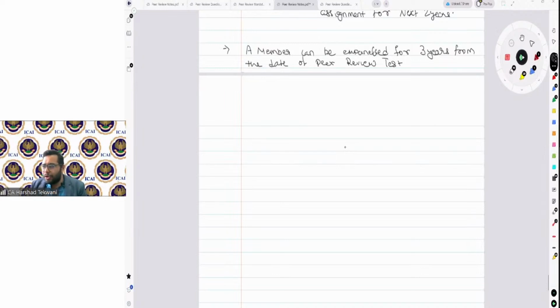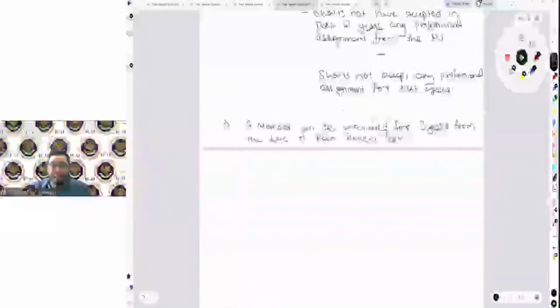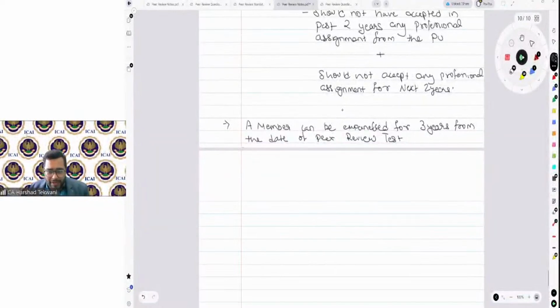So that's the maximum duration. Once in every 3 years, he needs to provide all the details that he is still eligible and qualified to be a peer reviewer. But the maximum duration can be 3 years. Then after again 3 years, he needs to undergo the training, the test, and everything again. And that is something he needs to do within 6 months of the expiry of his empanelment.